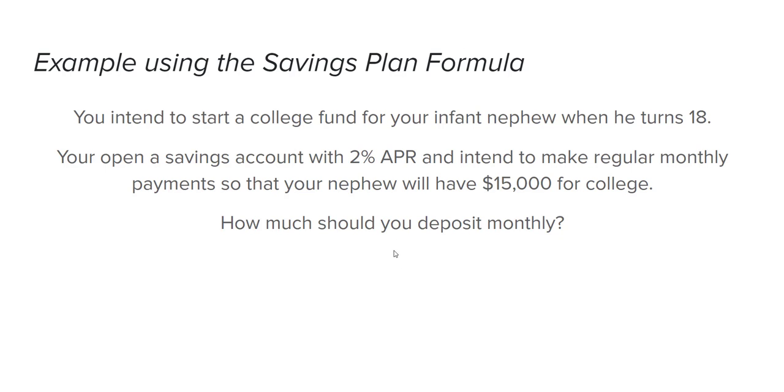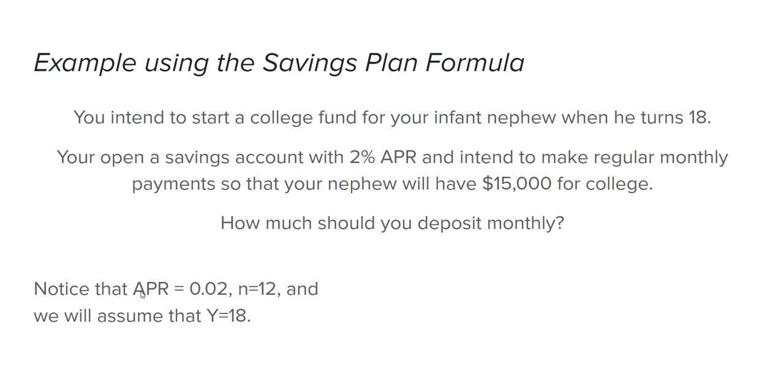Now I want you to notice I've given you some information. The APR here is 2%, so I've written that as APR is equal to 0.02. Because we are making monthly payments, N is equal to 12, and we will assume that your nephew was recently born so that you will be making these payments for a full 18 years.